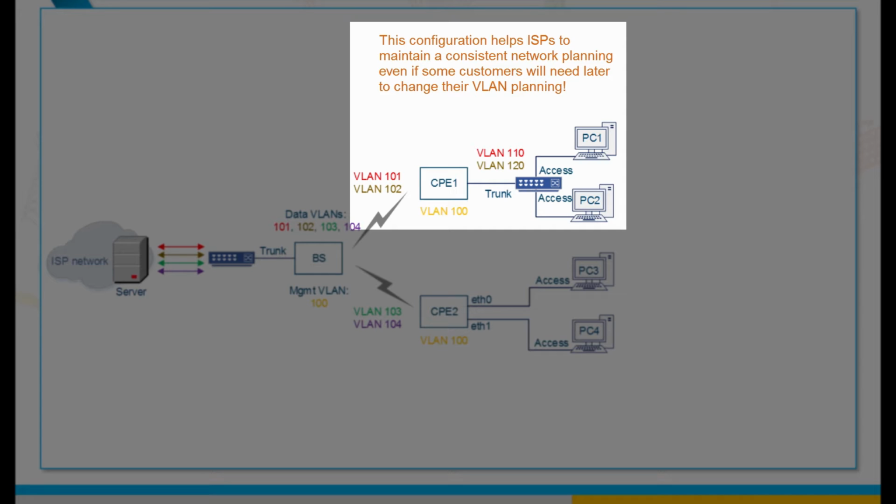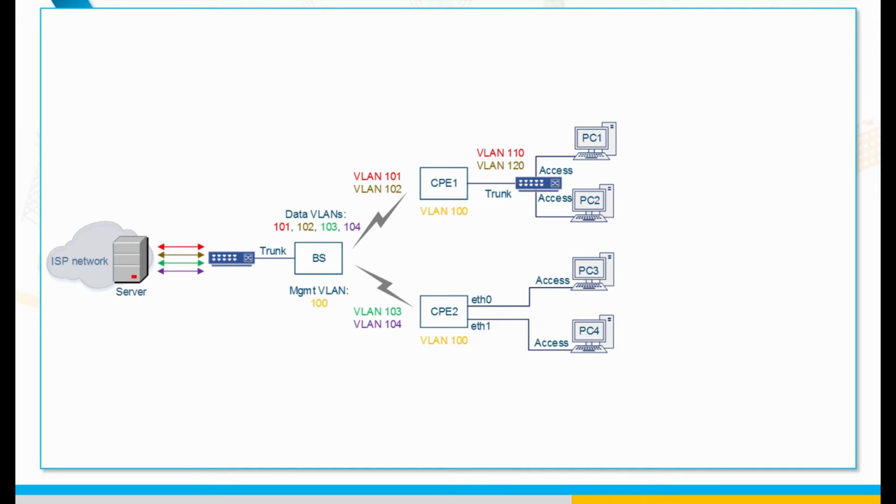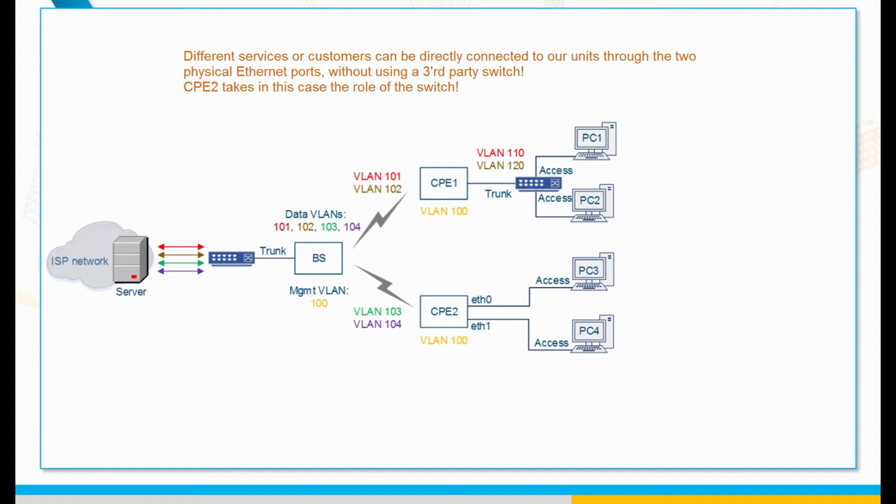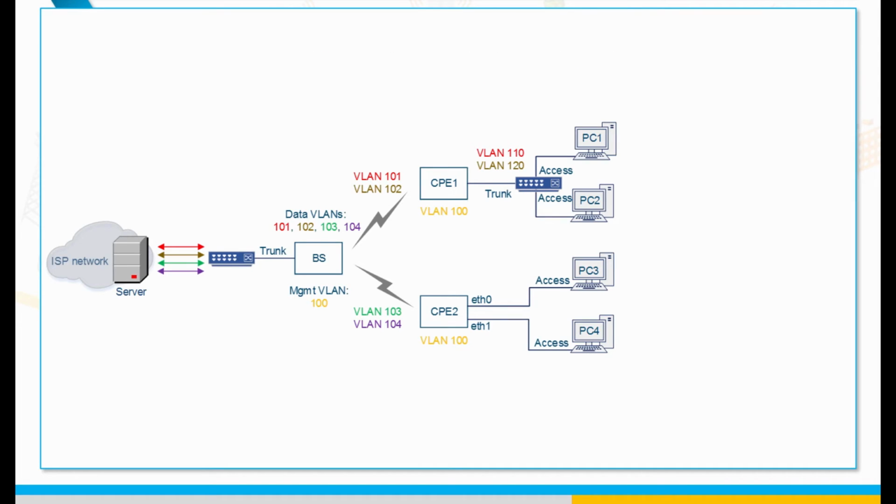In our case, CPE1 has to tag the traffic with VLANs 110 and 120 towards the customer, and with VLANs 101 and 102 towards the base station. The customers behind CPE2 require to receive their traffic untagged. The Ethernet interfaces must act in this case as access ports. Therefore, the VLAN tags must be stripped from the egress packets, and all inbound traffic will be VLAN tagged by the unit. To be noted that different services or customers can be connected to our unit through the 2 physical Ethernet ports without using any third-party switch. So CPE2 takes in this case the role of the switch, performing all the necessary frame processing.